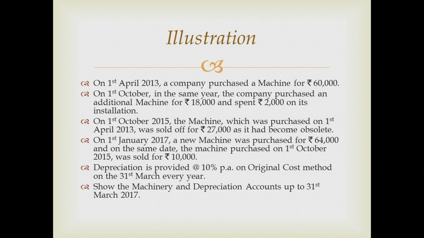On 1st January 2017, a new machine was purchased for Rs 64,000, and on the same date, the machine purchased on 1st October 2015 was sold for Rs 10,000. Depreciation is provided at 10% per annum on original cost method on the 31st March every year, and we need to show the machinery and depreciation accounts up to 31st March 2017.